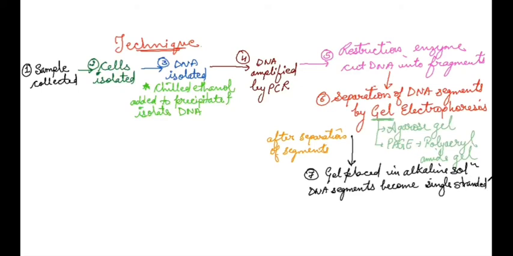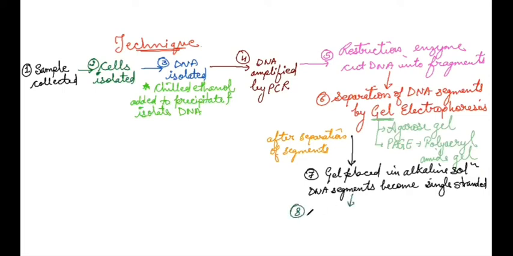Okay, usually DNA is what? DNA is double stranded. So we need single stranded DNA. So we'll place the gel into the alkaline solution. Now next is step number 8, and I'll use green color again. Step number 8.